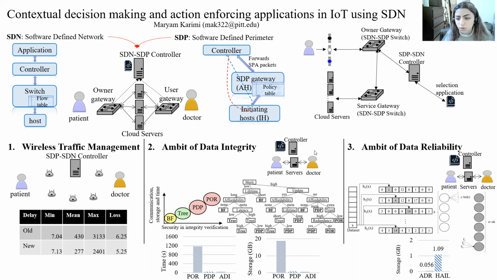In the third scenario, the patient is sending information to the server and wants to make sure that the data is always available. So for this one, we use multiple hash functions to summarize the data, add an erasure code, and use a Bayesian regression model to choose the tolerable error rate and to choose other parameters based on that. So it reduced the storage.